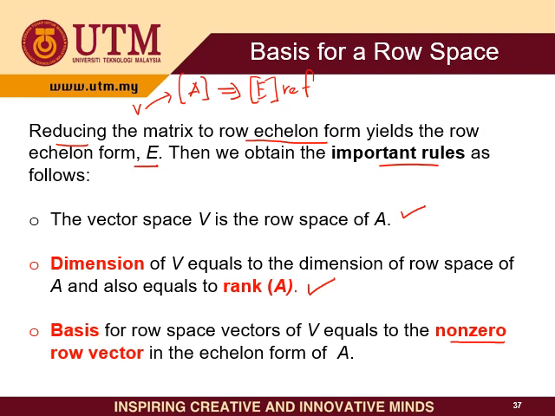I think you're already familiar with this based on our previous part, where we see that the basis is directly from the non-zero row vectors in the echelon form of A. Alright, but the column is different. The row you can take directly, but the column is different.